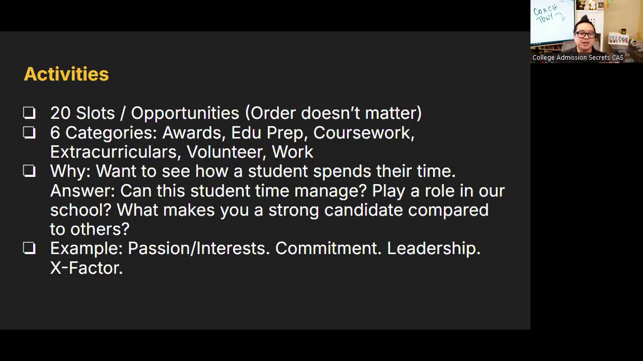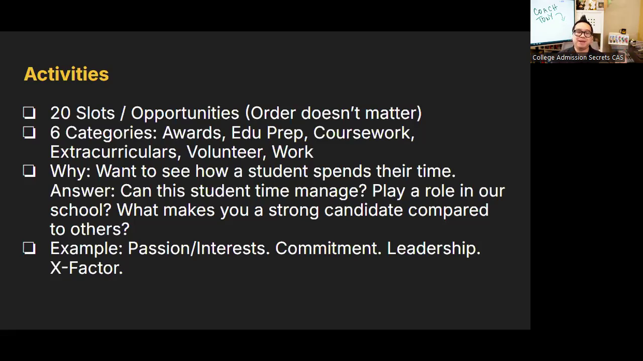They're going to rearrange it anyway. On the back end, there are 6 categories of these activities: awards, educational prep programs, other outside coursework, extracurricular activities, volunteer or work experience. Again, everything you do is self-reported. There's no right or wrong area for any activity. So I always ask a student, where do you want to classify this activity? They tell me this, I'm like, sounds good, go put it there, because there's no right or wrong area here.